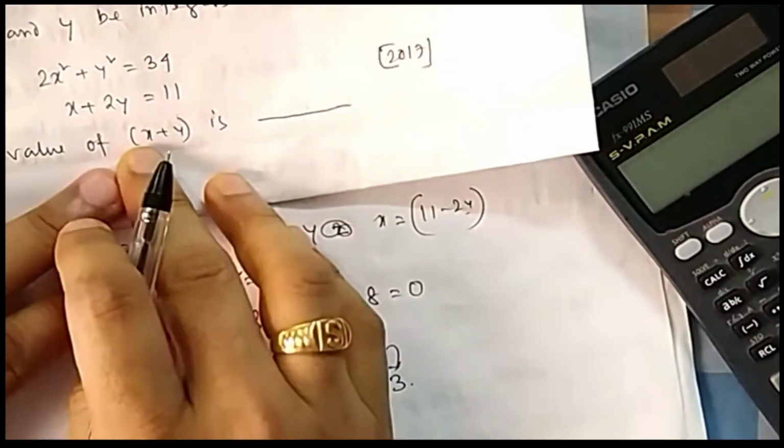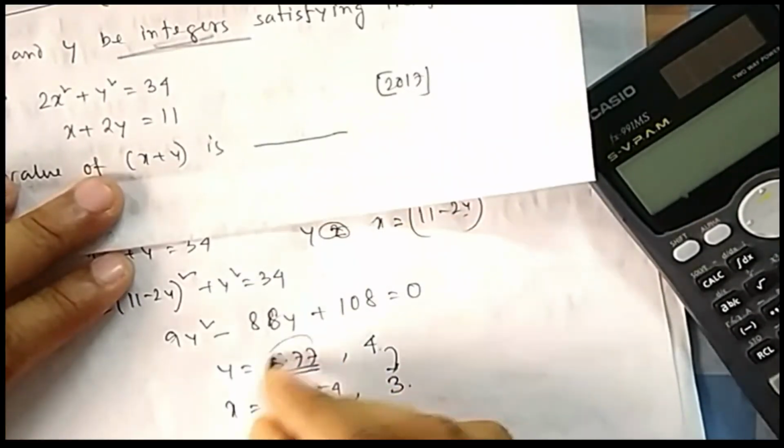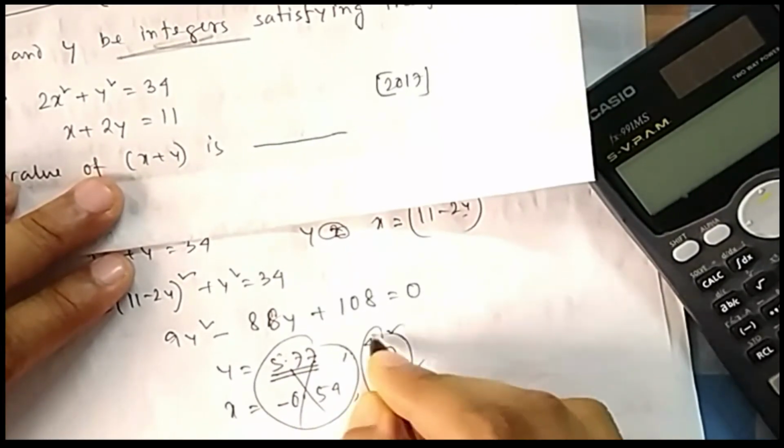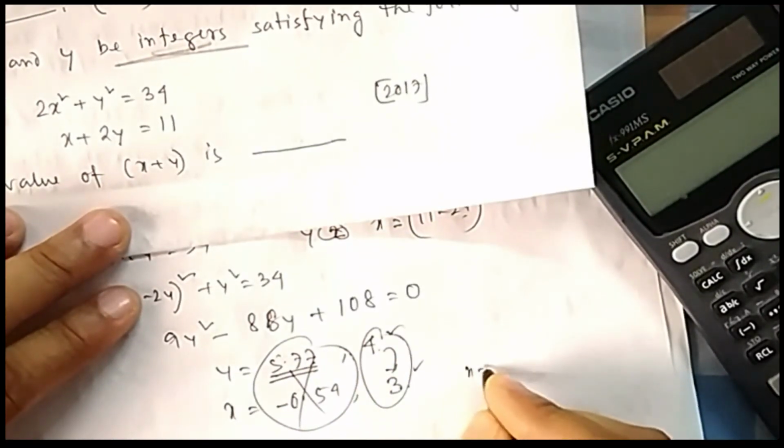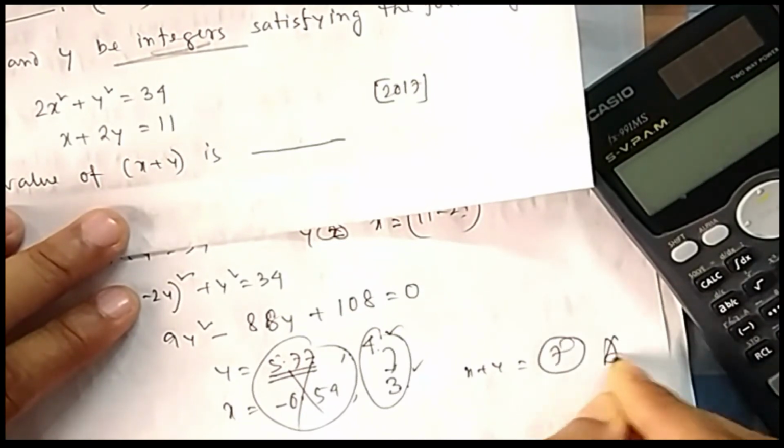So what is their answer? They are asking, they are integers, so take care of this one. They are integers. Integers means you cannot take these two, both should be integers, and the value of this x plus y is equal to 4 plus 3, 7.